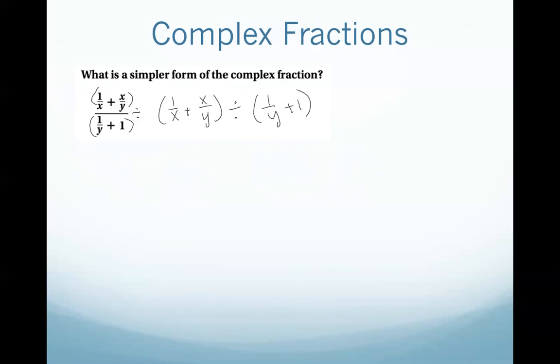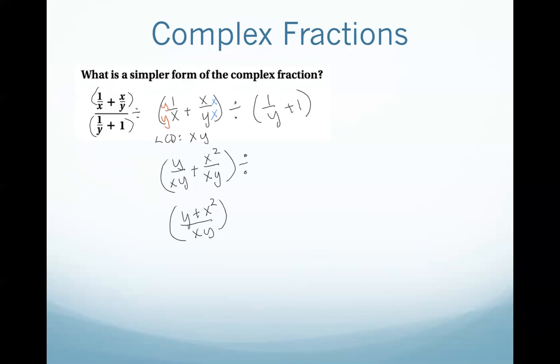So I need an LCD for my first pair of terms, which is xy. So I need to multiply the first term by y over y and the second term by x over x. That gives me y over xy plus x squared over xy. Combining the numerators, that's y plus x squared over xy.